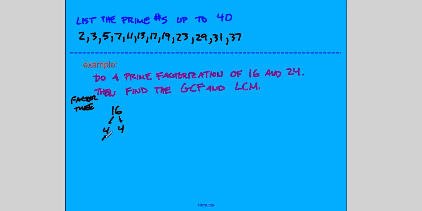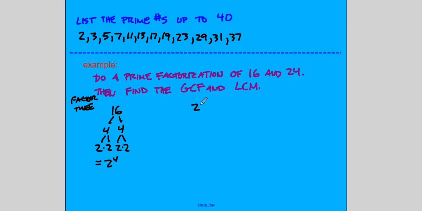Well, 4 is not prime, but I can break it up into primes. That's 2 times 2. 4 is also, again, 2 times 2. Well, the only factor here is 2, and instead of writing it 2 times 2 times 2 times 2, I'm going to write it as 2 to the 4th power.